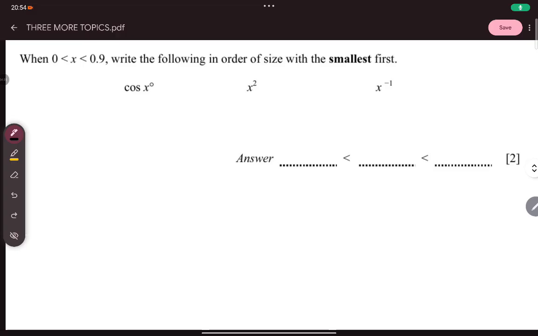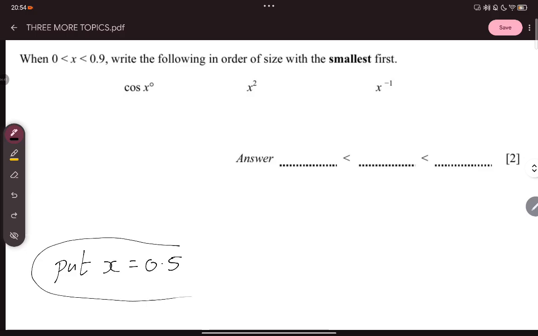Here's another exam question, the same kind of idea. So x is between 0 and 0.9. The 0 and the 0.9 are not included. So write the following in order of size with the smallest first. And we can just choose any number we want between 0 and 0.9. So why not put x equals 0.5? Because there's only one possible answer, you're going to get the same order of numbers regardless of what value of x you use.